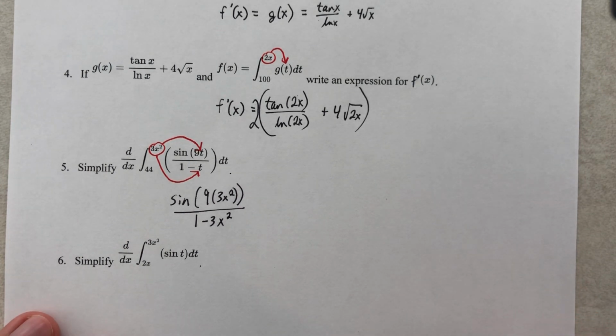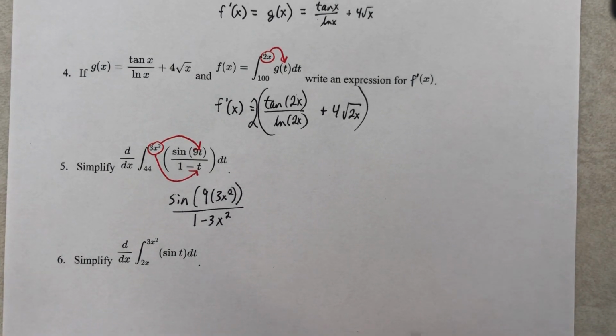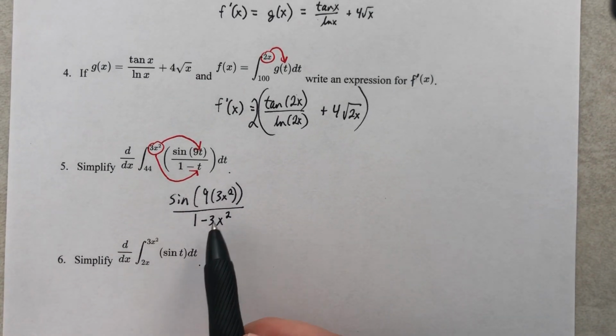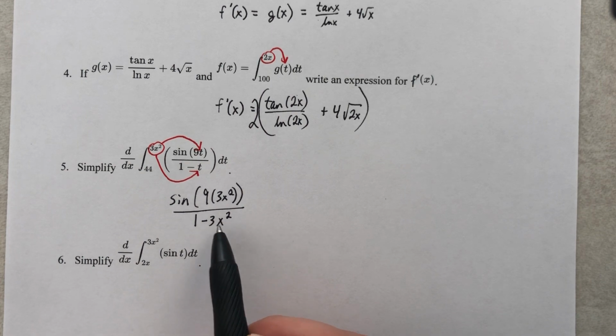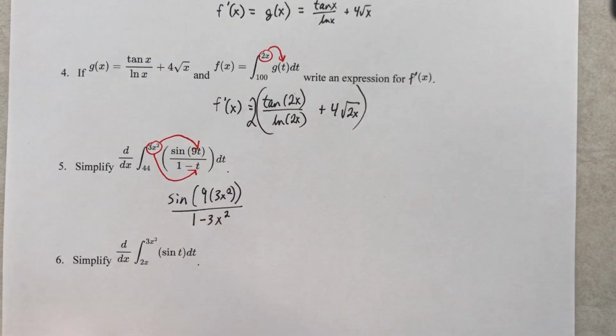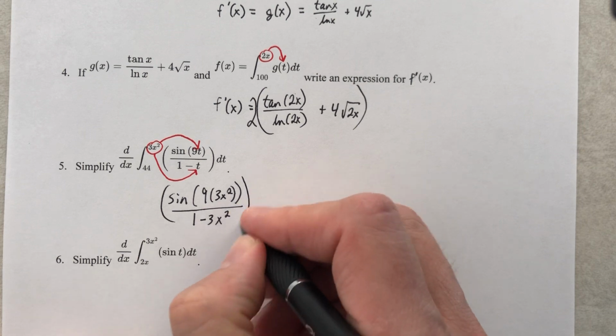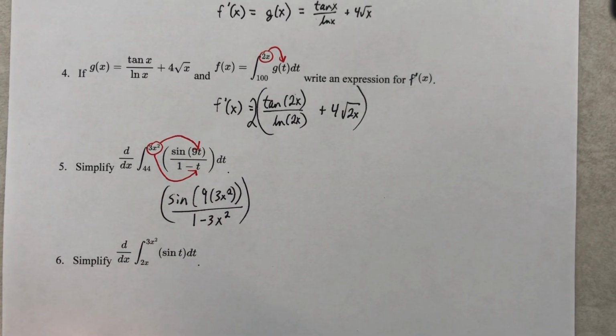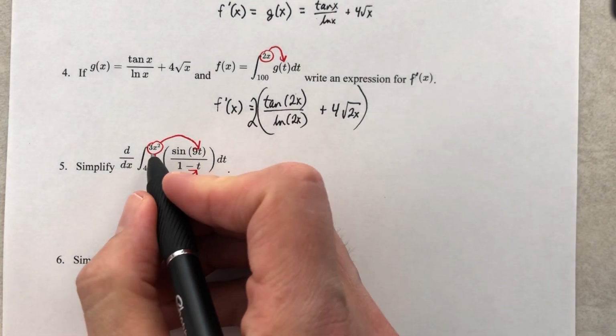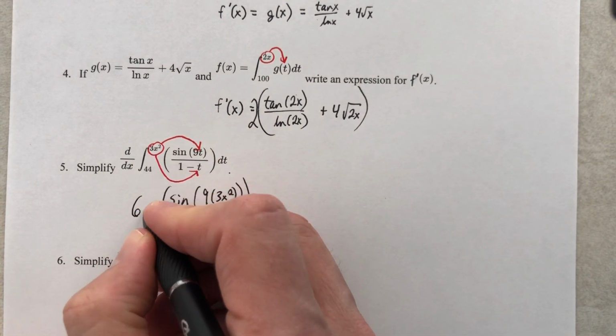Okay, are we done? No. This was a composite function. I think it's fairly obvious by the fact that we have this 3x squared, this inner piece. We have to multiply by the derivative of the inner function. That's how we do the chain rule. So we're going to multiply by the derivative of 3x squared, which is 6x.